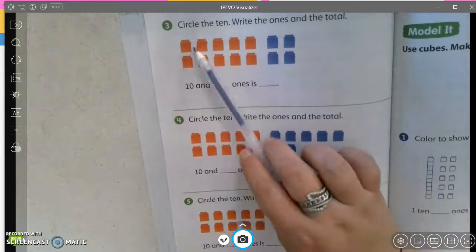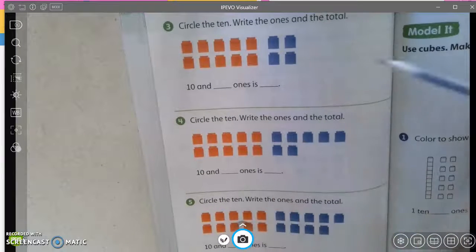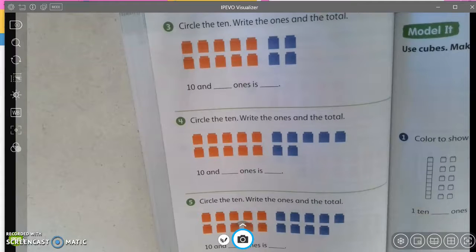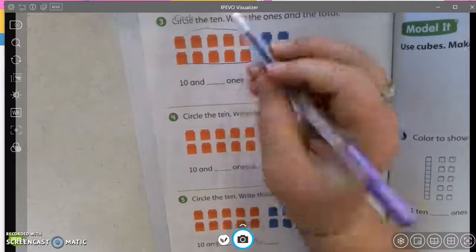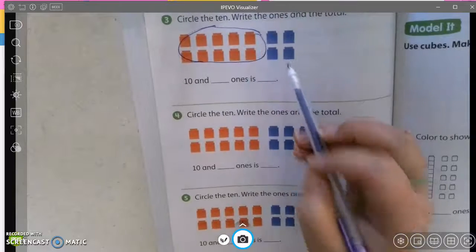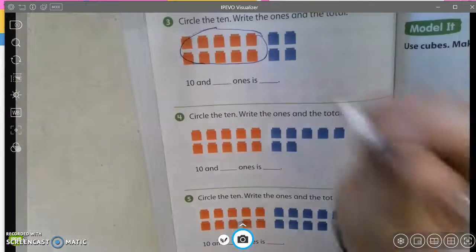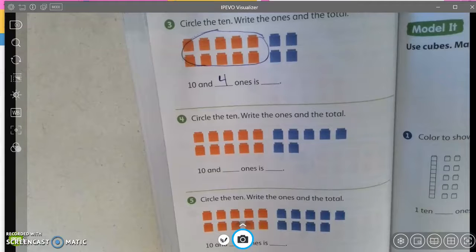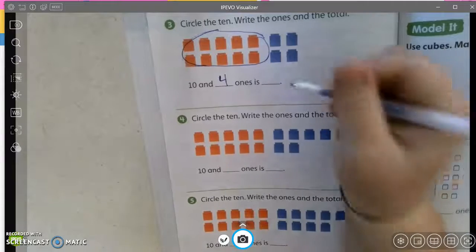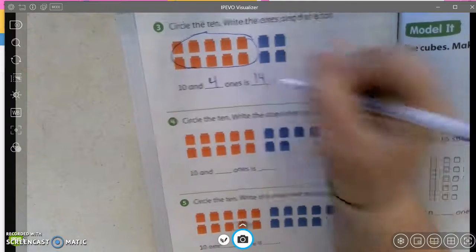All right. Circle the 10s, write the total. Go ahead, give it a try. Which color blocks are there 10 of, the red or the blue? The red, right? And you counted them. So we have 1 ten, and how many ones? 1 ten and 4 ones. And what is 10 and 4 ones? 14. You guys are so smart.